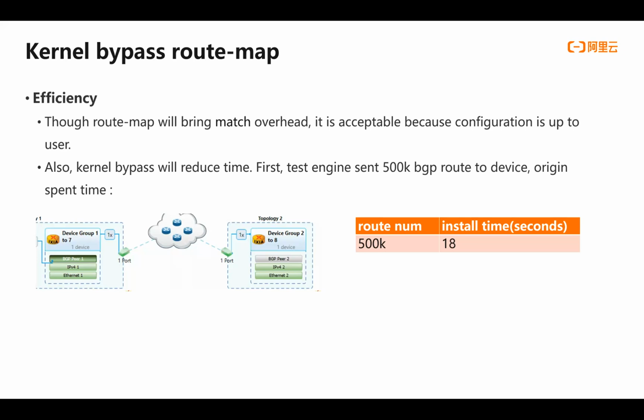First, I did an experiment. I used a test engine to send 500,000 BGP routes to the device, and I can see the install time is about 18 seconds. Also, I want to say this only contains the time spent by Zebra to IPM SYNC-D, not including the SONiC SWSS time, which means the Redis write and read.